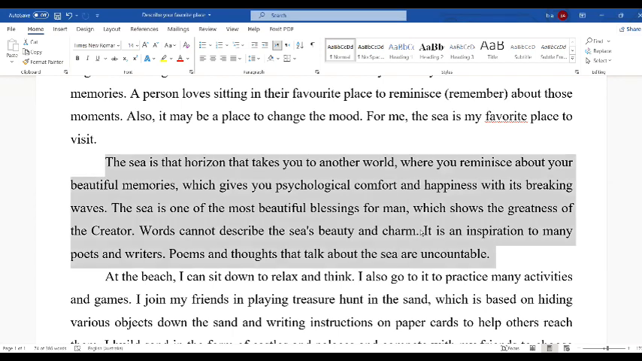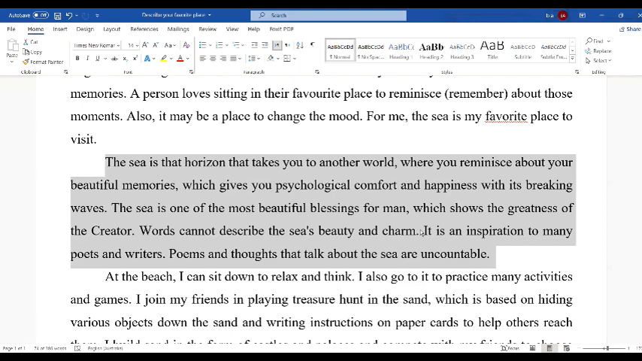The sea is that horizon that takes you to another world where you remain but you reminisce about your beautiful memories, which gives you psychological comfort and happiness with its breaking waves. The sea is one of the most beautiful blessings for man, which shows the greatness of the Creator. Words can't describe the sea's beauty and charm.